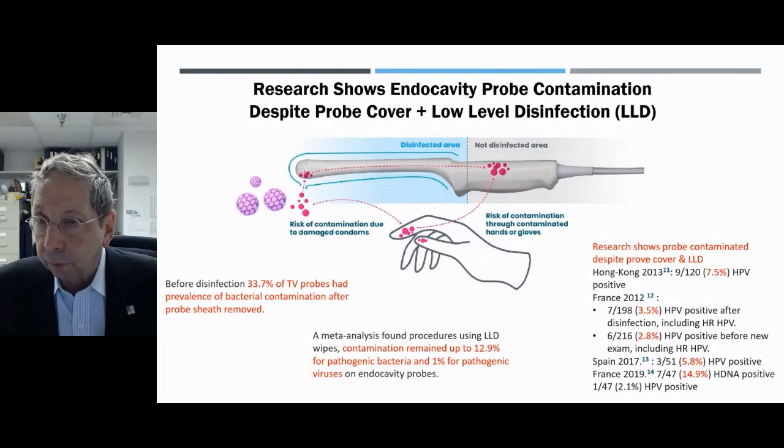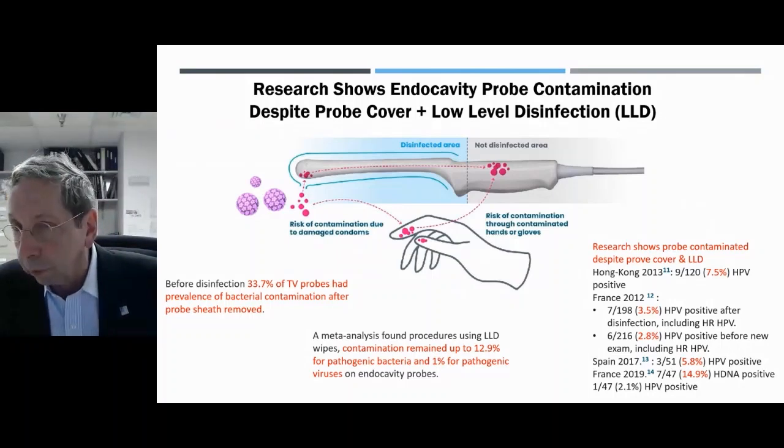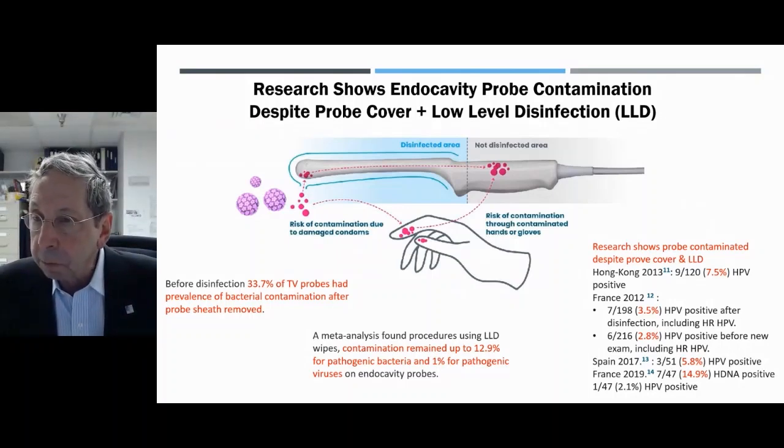Before disinfection, roughly 34% of transvaginal probes had bacterial contamination after the probe sheath was removed, for the reasons we've already stated. A meta-analysis found that in procedures using disinfection wipes, contamination remained up to 13% for pathogenic organisms and pathogenic viruses on the endocavity probe.